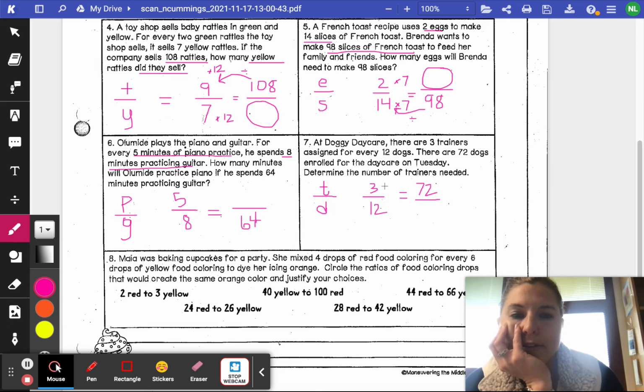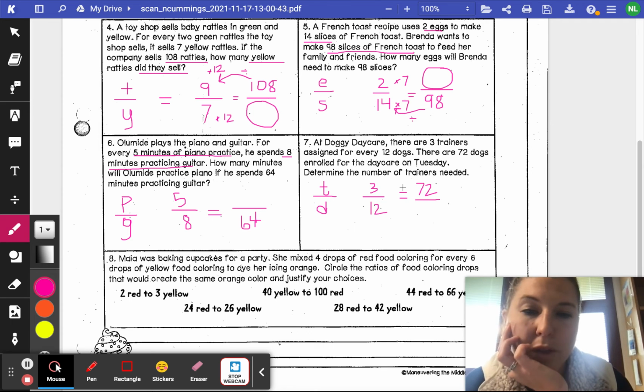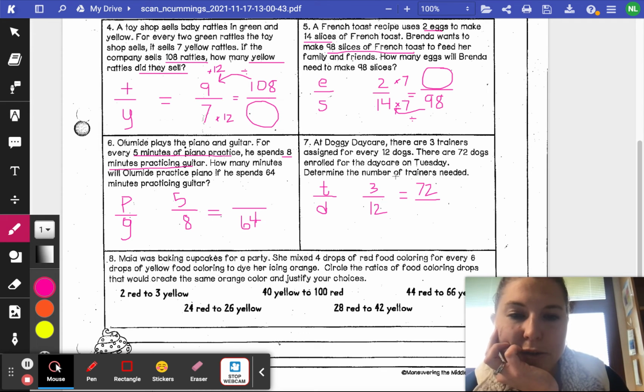So you, again, have to figure out how many times 3 goes into 72. 3 times what gives you 72? If you don't know that off the top of your head, you can do 72 divided by 3. That will give you what you need to multiply both the top and the bottom by to get the number of trainers needed.